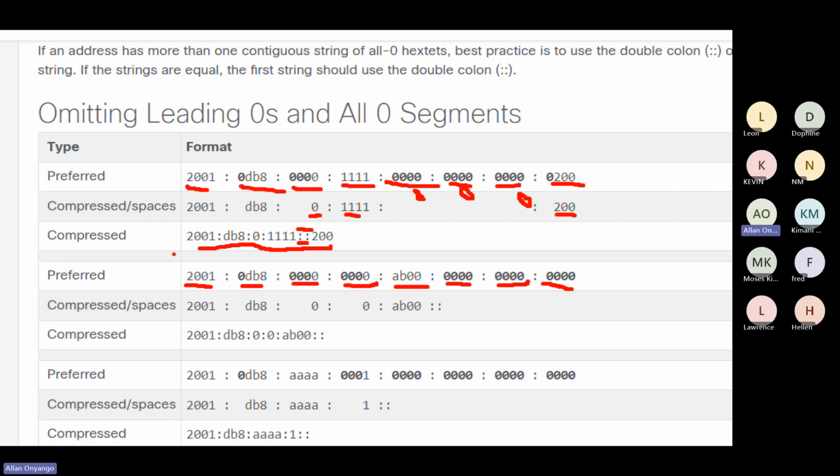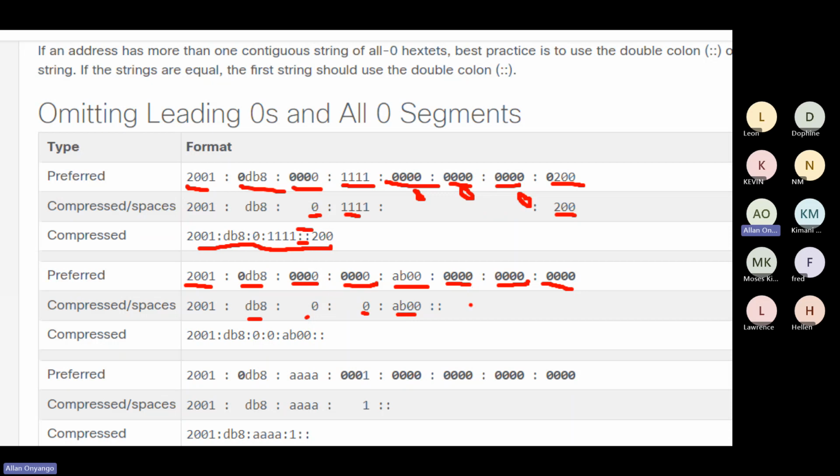2001, let's go. Then the next one, DB8. Let's say as we do. AB00. Are you seeing this one? Yes. Don't touch the zeros at the end. The zeros you touch are the beginning zeros, okay? This is going to be AB00.